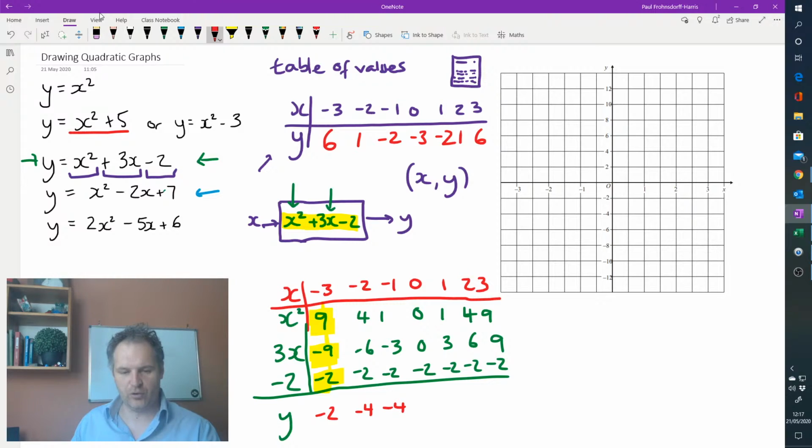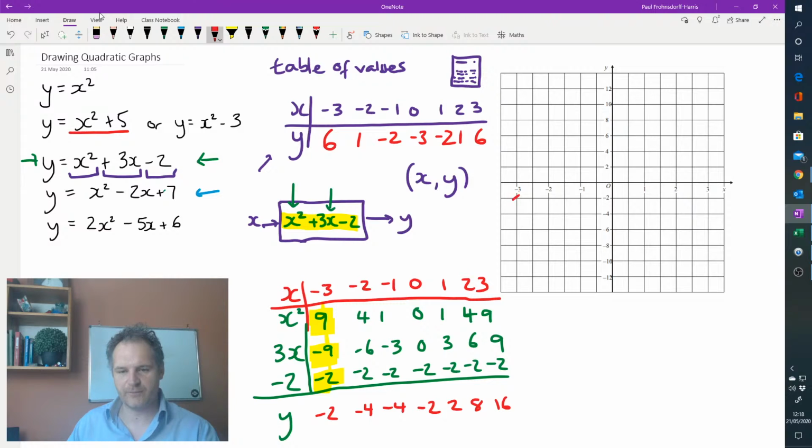0 and 0 is 0. Take away 2 is -2. 1, 3 is 4. Take away 2 is 2. 4, 6 is 10. Take away 2 is 8. 9 and 9 is 18. Take away 2 is 16. And do you notice there's still a repeating pattern? You've got to expect a repeating pattern, but look what happens when I plot them.